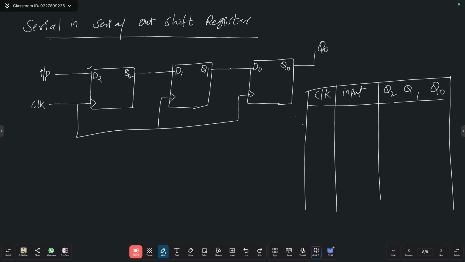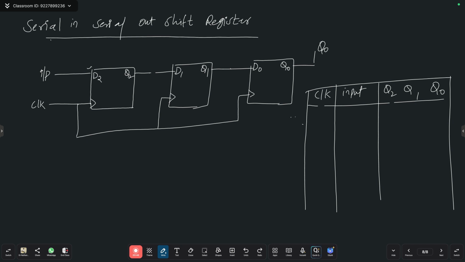So which is the best? We just need to compare. So serial in, serial out. The procedure is the same. We are going to connect D flip flops. How many bits are there? 3 bits are there, so 3 flip flops are required to transfer.